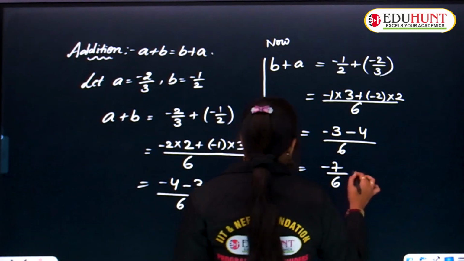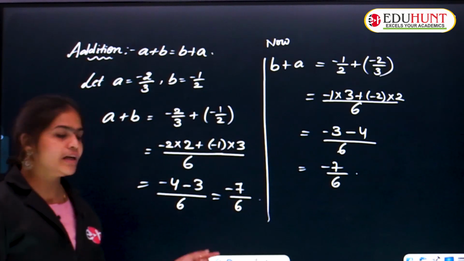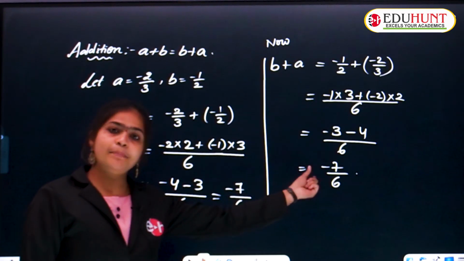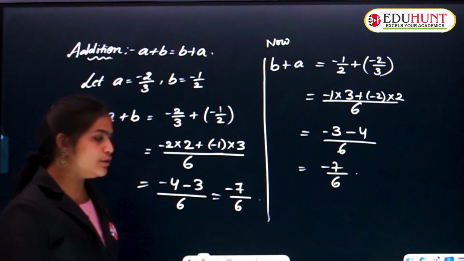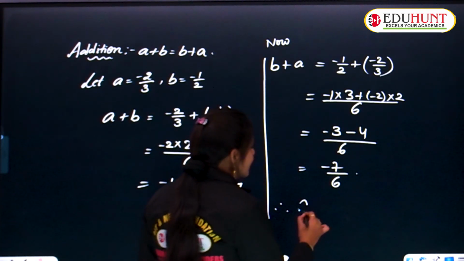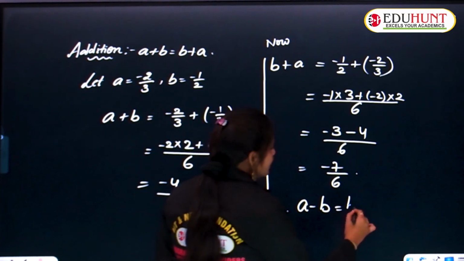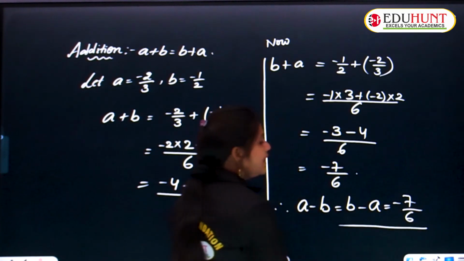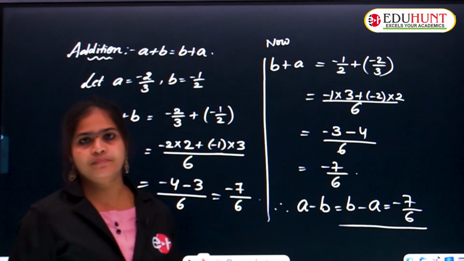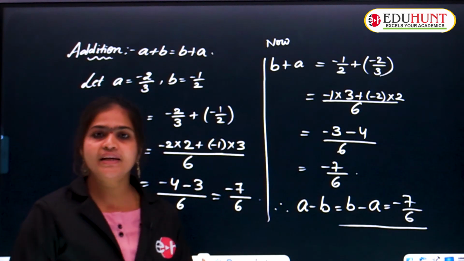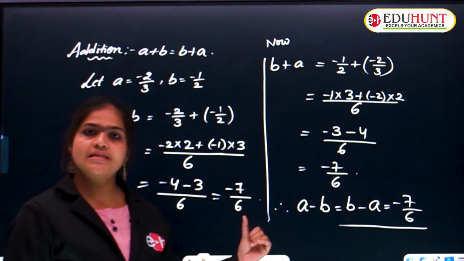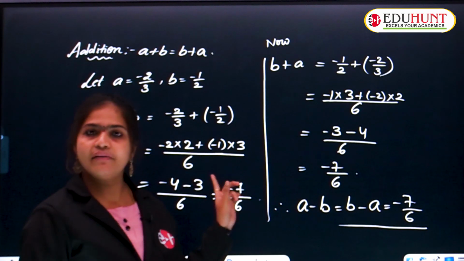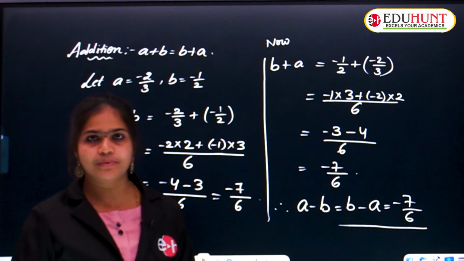Which is equal to minus 7 by 6. Children, observe that a plus b we got this value, and in the same way b plus a also we got the same value, no? So from this, what can we say here? a plus b is equal to b plus a is equal to what value did we get, ma? Minus 7 by 6. From this, what statement can we say here? Rational numbers are commutative under addition. Understand? Here we took negative rational numbers.